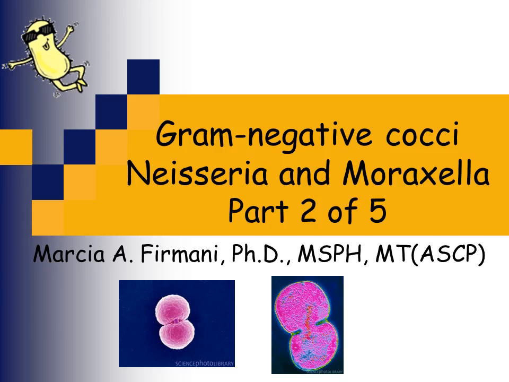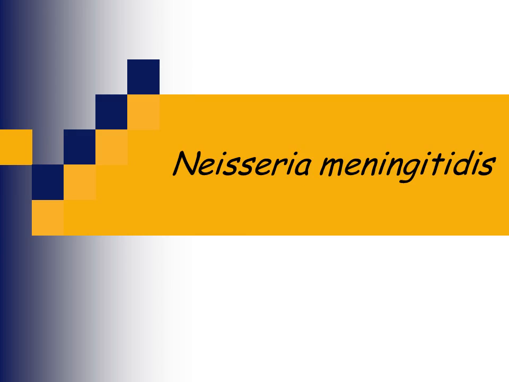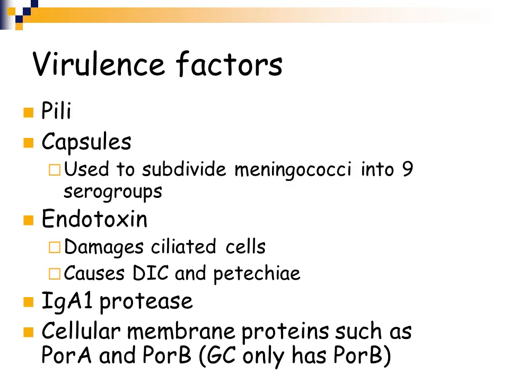We're going to move on to the second part of our gram-negative cocci lecture. And in this lecture, we are going to focus on the organism Neisseria meningitidis. Now, Neisseria meningitidis is the other major pathogen in the genus Neisseria. So we already talked about Neisseria gonorrhea in the first lecture. And in this lecture, Neisseria meningitidis, since it is a major pathogen, we will first discuss its virulence factors.